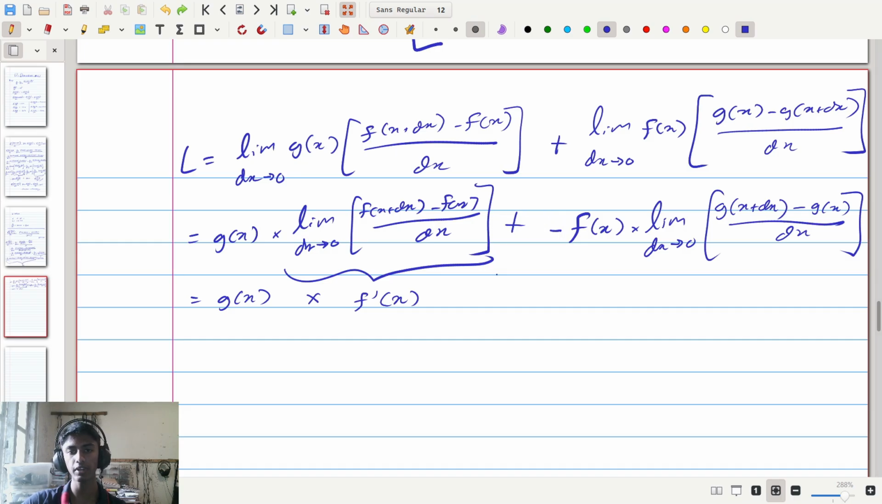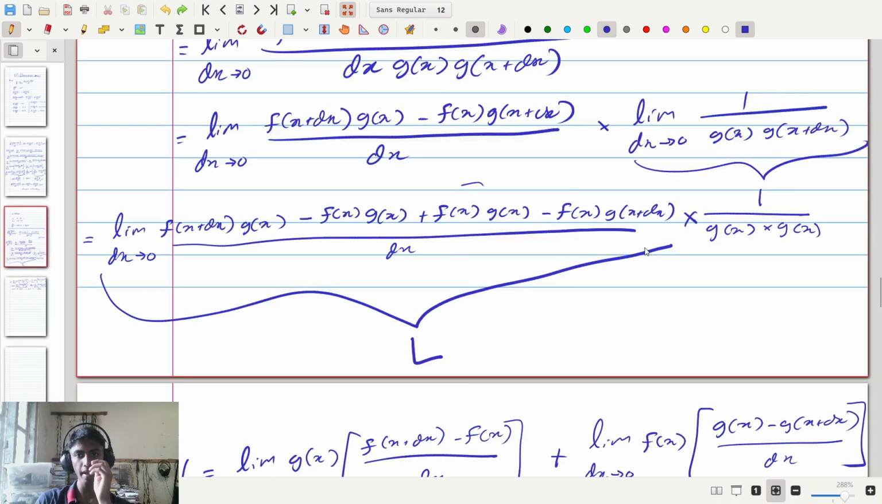But so here what we really have is a minus, and minus here we have f of x, and this second part here is the first principle definition of the derivative of g(x) with respect to x, which I'm going to write in prime notation as g dash x. So therefore the limit L is g(x) times f dash x minus f(x) times g prime x.